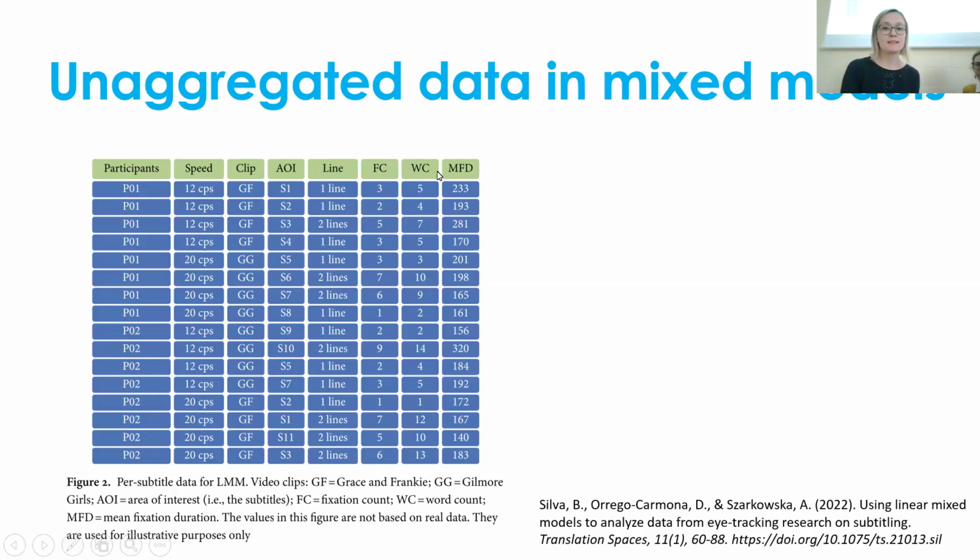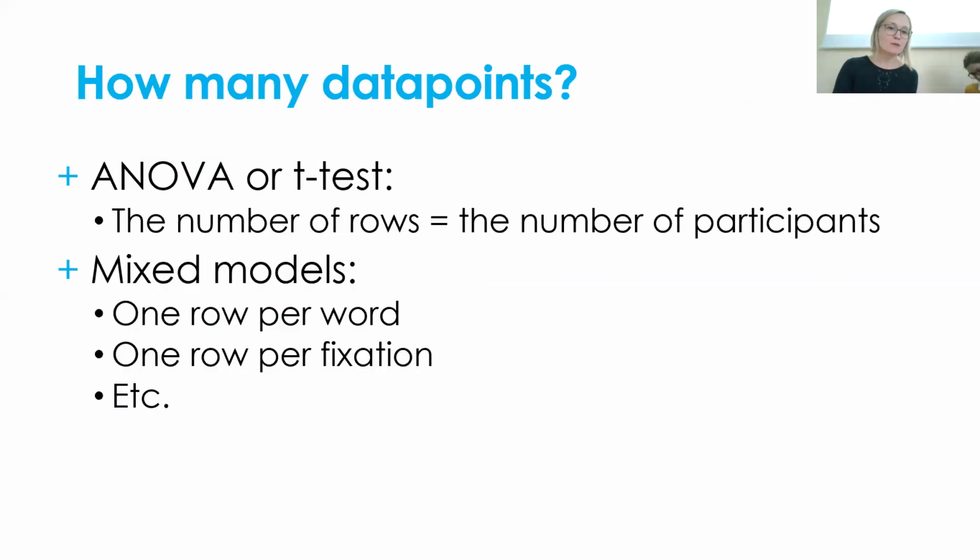So I have subtitle level data, and then the mean fixation duration that I'm studying. Again, this is aggregated because it's per subtitle here. You can have it per word, or as I said earlier, you can have one fixation per row, which would be great in terms of having many more data points to make your analyses more powerful.